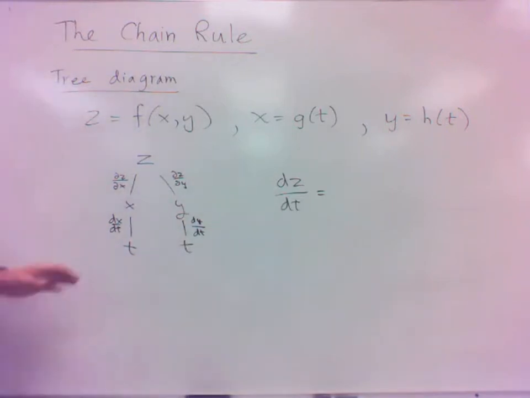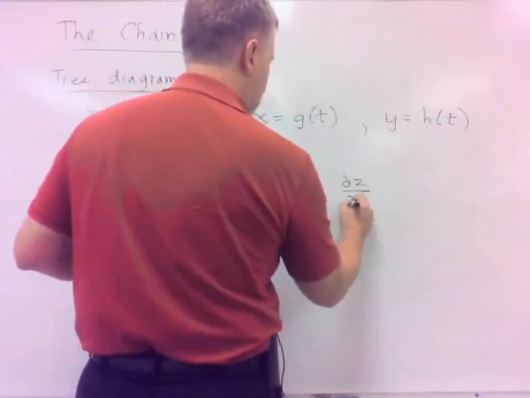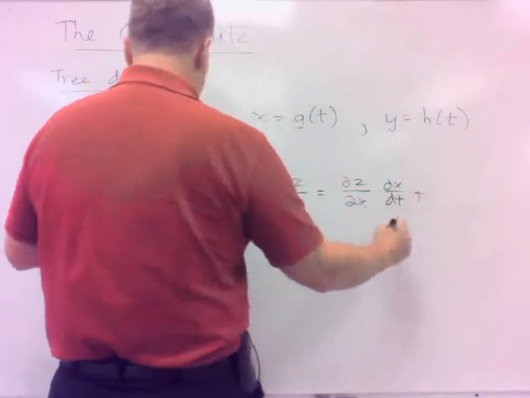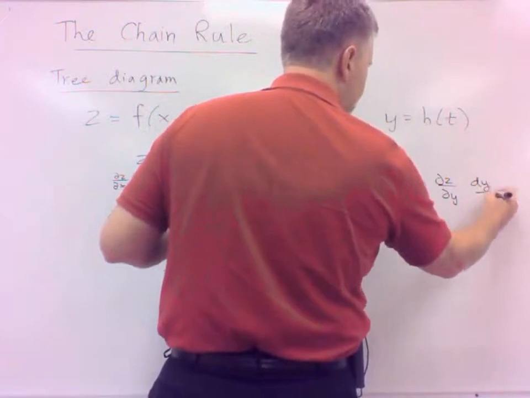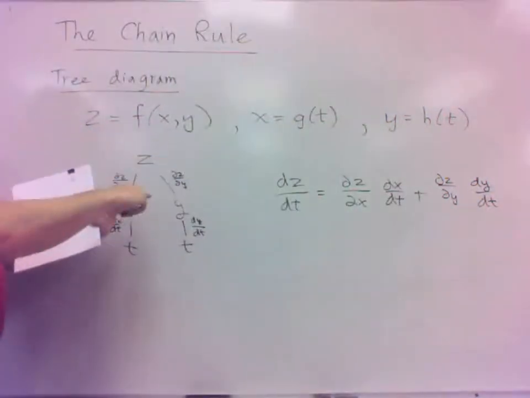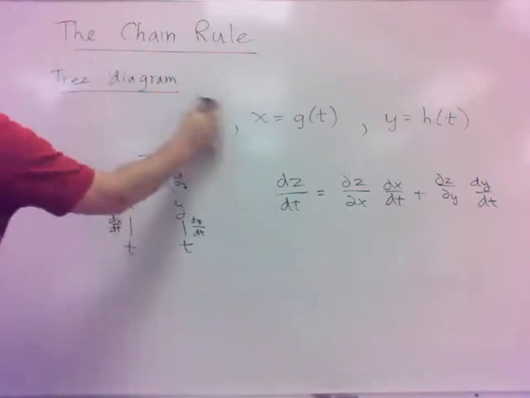And so you see these paths here. So the path from t to z, you've got dx dt, partial of z with respect to x. So you product that together, so it's the same thing. Plus then partial of z with respect to y, dy dt. So it's the product of these paths added together. Okay?